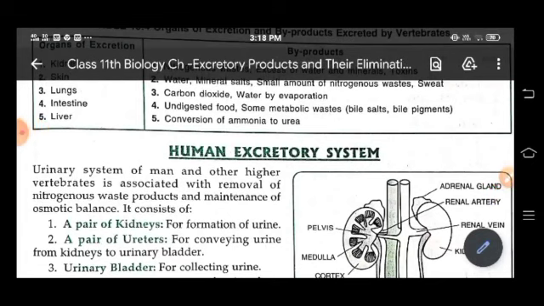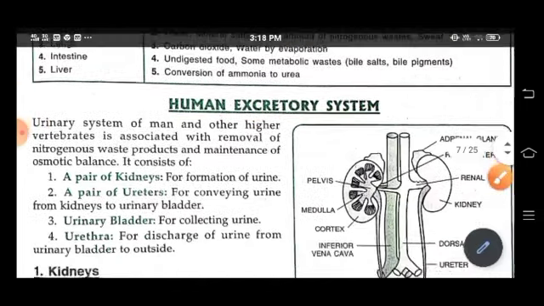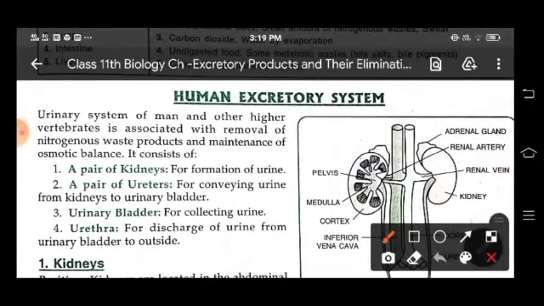Today again we'll continue the chapter, excretory products and their elimination. So today we are going to learn about the human excretory system. Now, children, the urinary system of man and other higher animals or vertebrates is associated with the removal of nitrogenous waste products and maintenance of osmotic balance in the body.